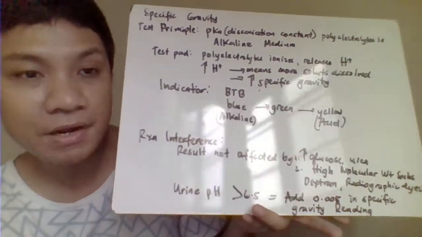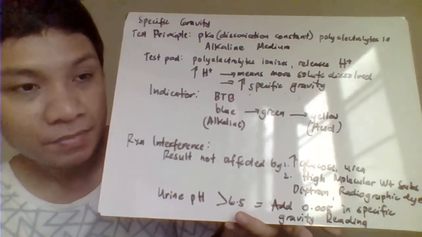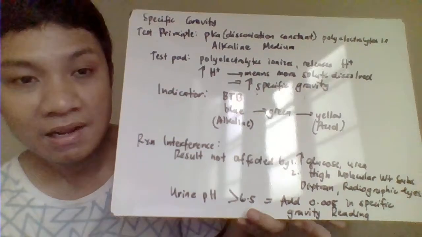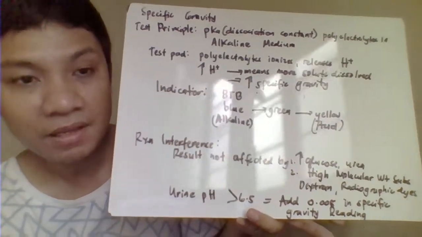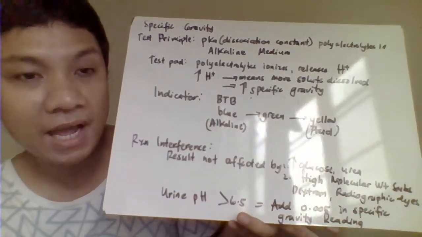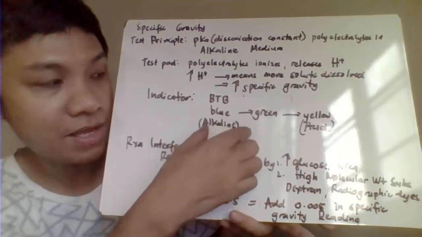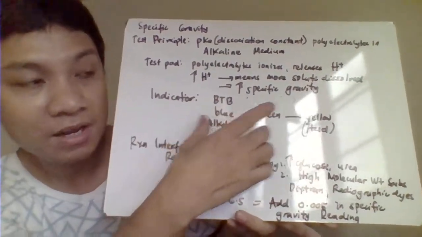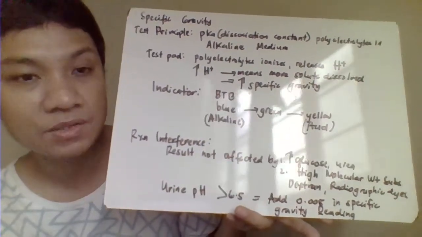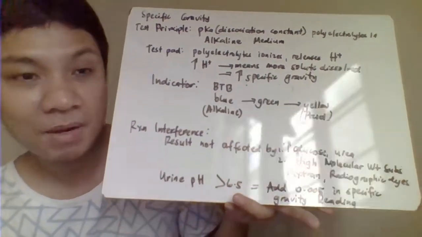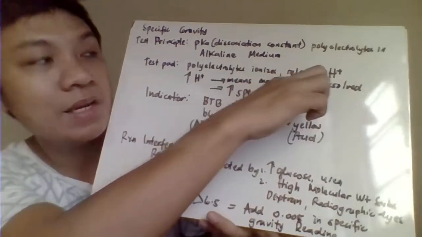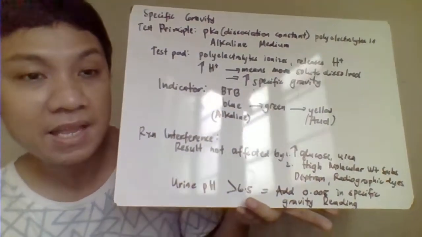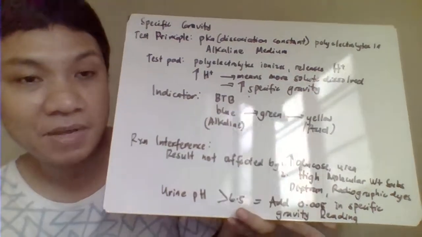The indicator used here would be your bromthymol blue. So, kaya nga nasa alkaline medium ito because of this bromthymol blue. But then again, if you have here much of the solute dissolved on that, it will change the color here from blue to green to yellow. So, from an alkaline pH, magiging acidic siya na pH. Because again, pag madami kang solute, madami kang hydrogen ions ang ma-release, and responsible here for making your pH becoming acidic.